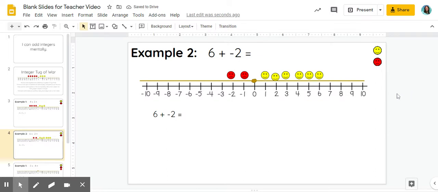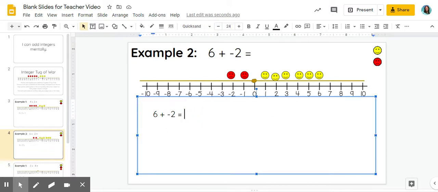Which team is going to win? The positive team is going to win. That means our answer is going to be positive. They're going to win because they have more players. Specifically, they have 4 more players. So the answer is +4.